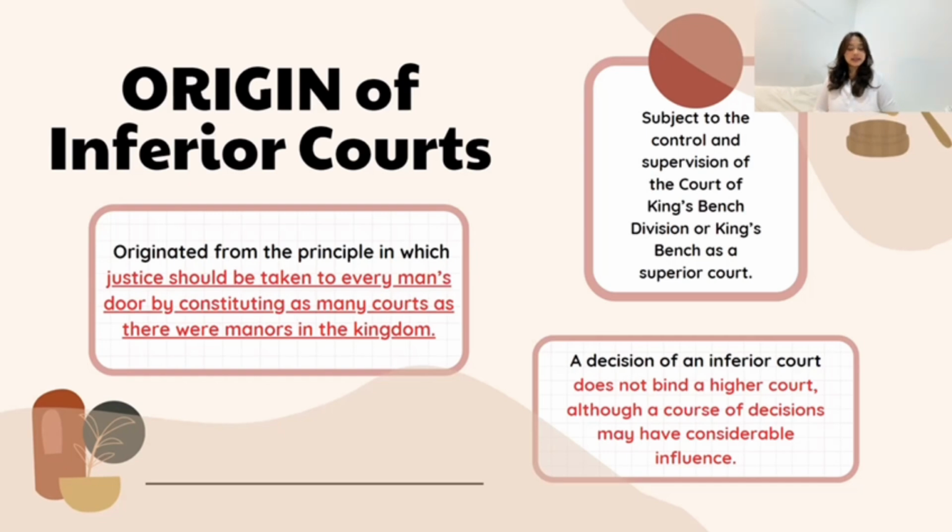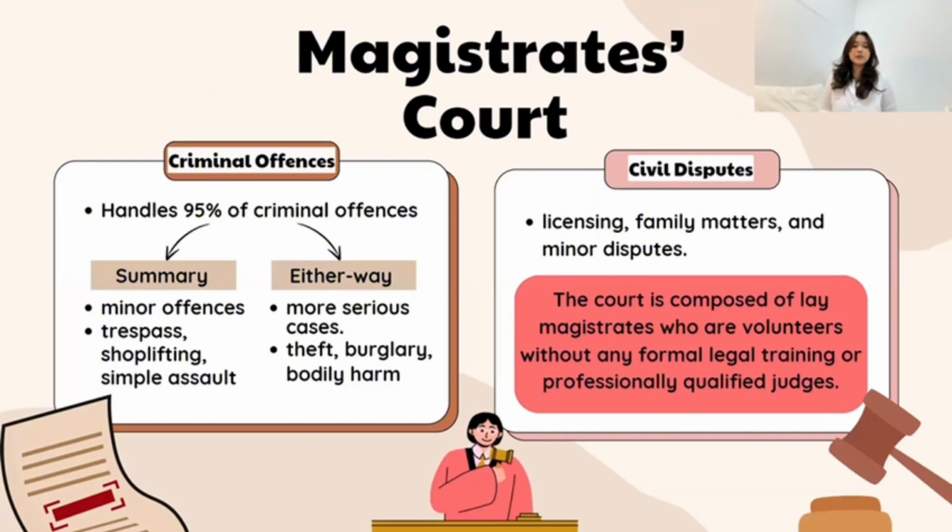The courts that are listed as inferior courts include the Magistrates Court, the Crown Court, and the County Court. So let's dive into the first court, which is the Magistrates Court. Around 95% of criminal cases are handled in the Magistrates Court. That includes summary offenses, which are minor offenses, along with either way offenses, which are more serious cases. However, it depends on the severity of the offense to decide whether it should be tried in the Magistrates Court or the Crown Court. The Magistrates Court also deals with civil cases such as licensing, family matters, and minor disputes.